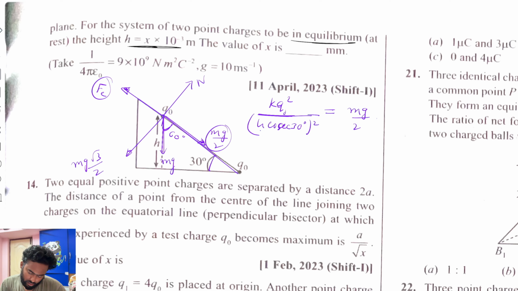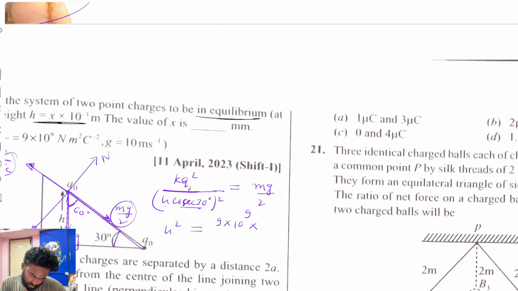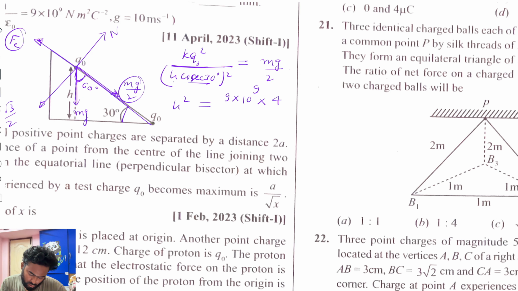Let's see the value. H square will go this side. So h square equals kq square, 9 into 10 power 9, into charges given how much? 2 microcoulomb, mass 20 gram. So charge squared is 4 into 10 power minus 12, upon cosec 30. So sin 30 is 1 by 2, so squared it will become 4. 2 will be multiplied this side, mg will be divided. So mg is 20 into 10 power minus 3 into 10.